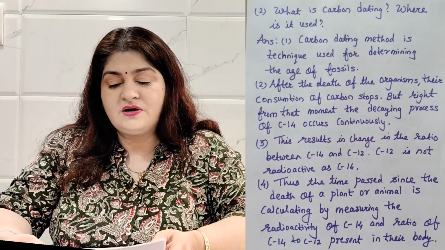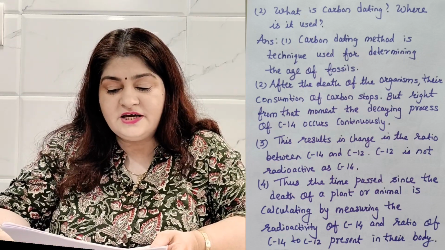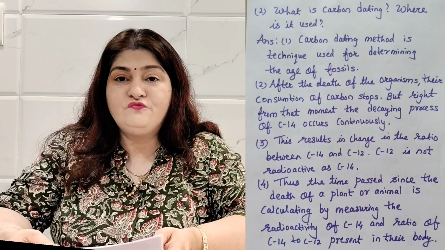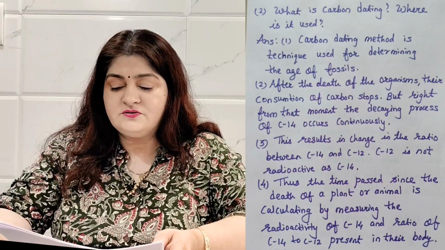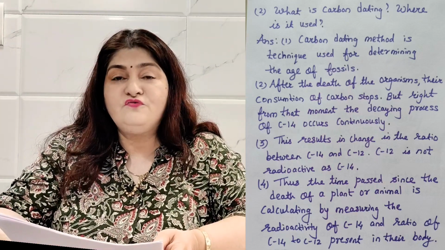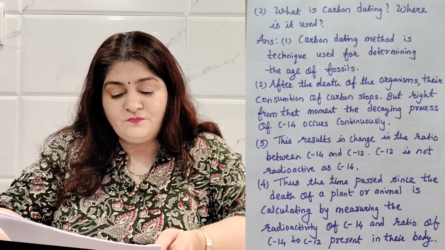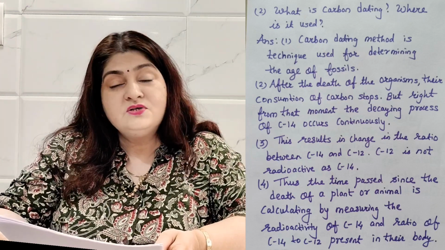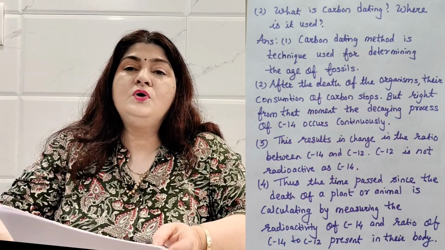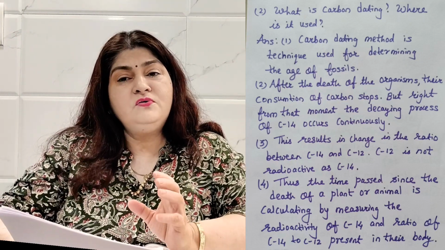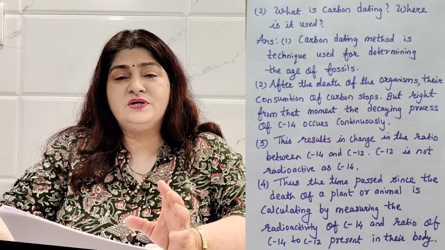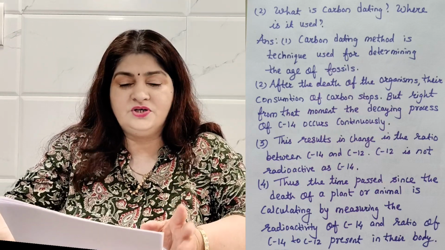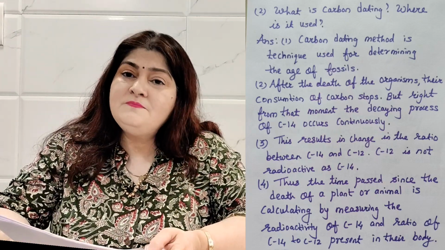Where it is used? Carbon dating method is a technique used for determination of the age of fossil. Second, after the death of an organism, its consumption of carbon stops. But right from that moment, the decaying process of C14 occurs. So C14 ka jo proportion hota hai dead body mein, wo decompose hona start ho jata hai, wo kam hona start ho jata hai as the organism dies.